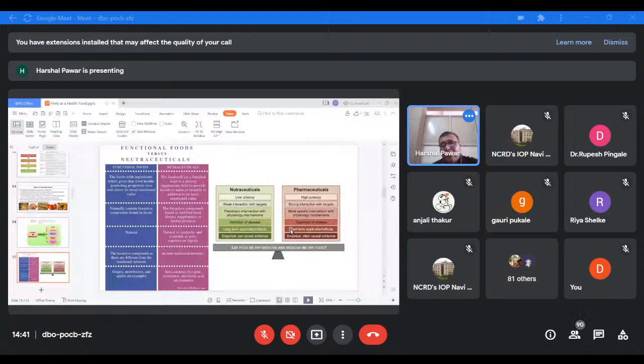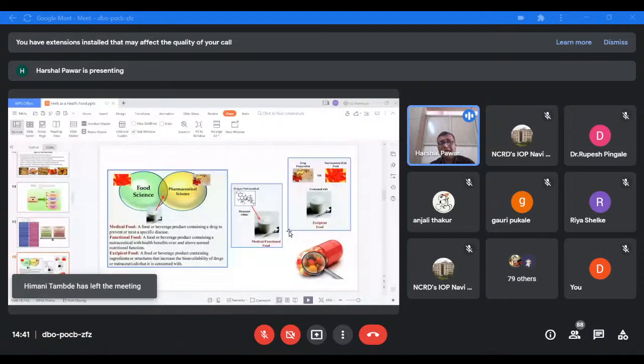diseases. Right, one of the major drawbacks in case of nutraceuticals is that most of the time the claims which are made by the manufacturing companies, right? So they are not well established as what we are seeing in case of pharmaceutical or medicinal products. Right? These are the ways how we can dispense these functional foods or nutraceuticals.